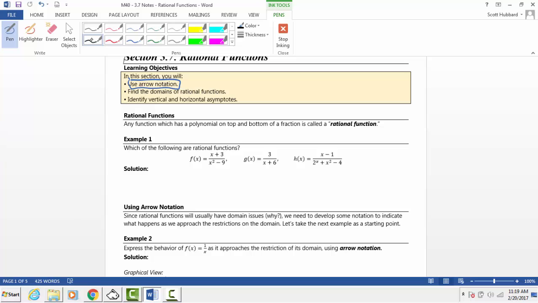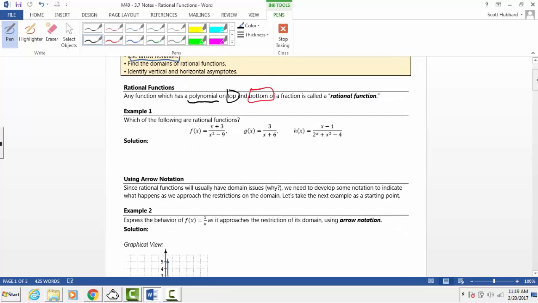By definition, a function is a rational function if it has a polynomial on top and a polynomial on bottom. So basically just look for, does it have a polynomial on top and bottom? If it does, then that's a rational function. So are these rational functions? This one, the first one, for sure is, because it has a polynomial divided by a polynomial. So yes, that is a rational function.